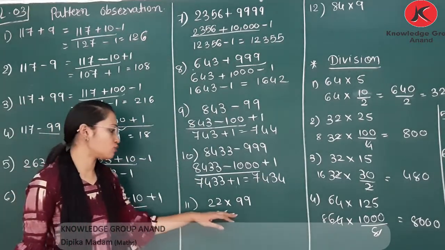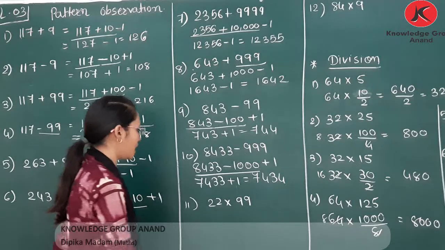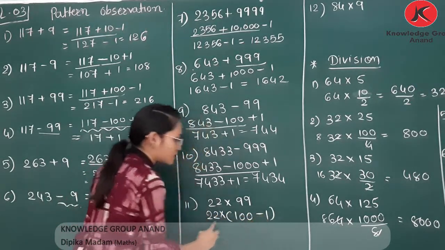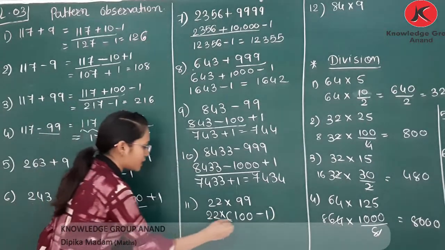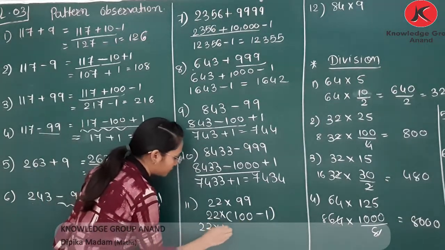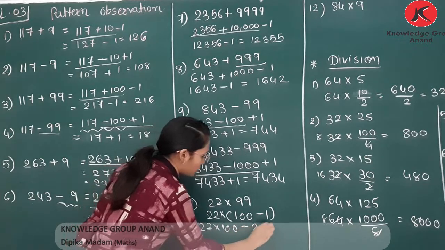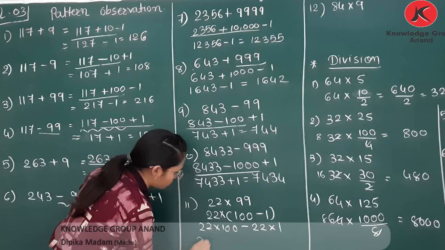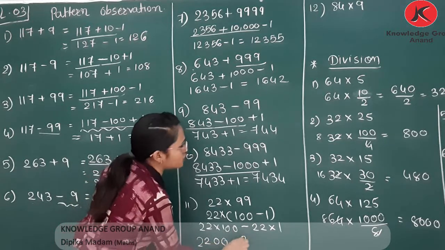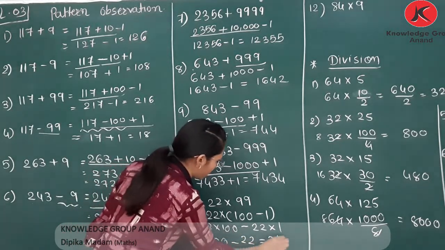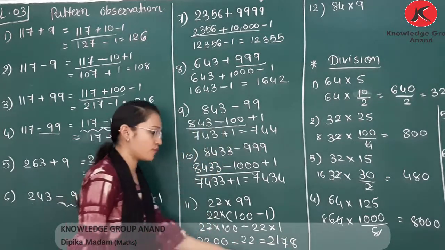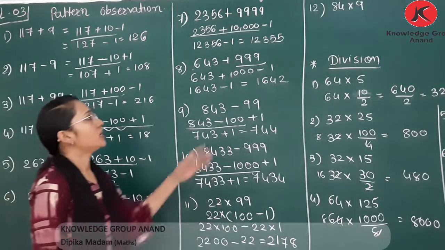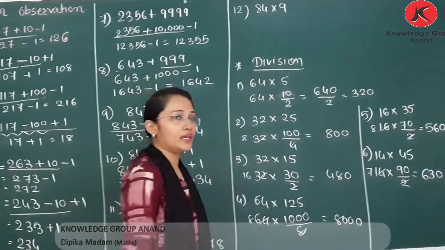It is 22 multiply 99. 99 can be written as 100 minus 1. So this is the distributive property. So 22 is multiplied with 100 and 22 is multiplied with 1. In between there is a negative sign. So it is 2,200 minus 22. If you perform the subtraction, you will get 2,178. Now next one, 84 multiply 9.